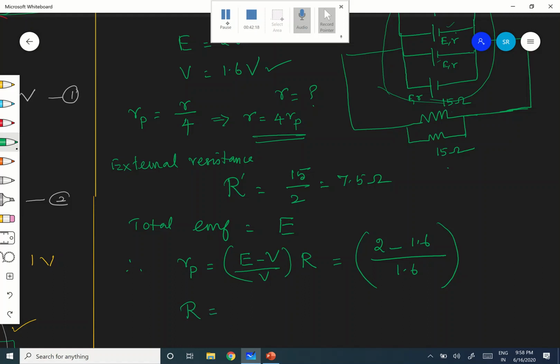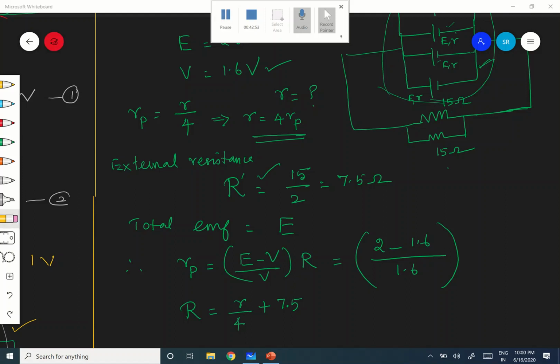R here is nothing but the total resistance of the circuit. What is the total resistance? All the internal resistances put in parallel, which is r by 4, plus the external resistance 7.5. Are you following? Is it clear? Therefore, both are in parallel.